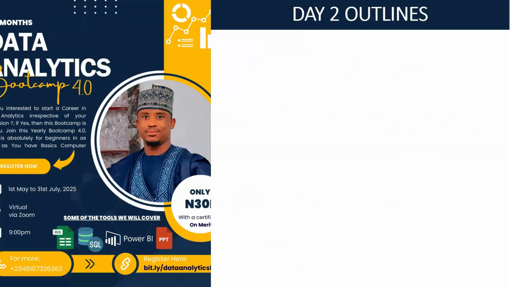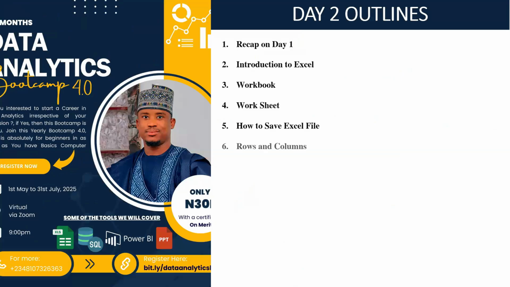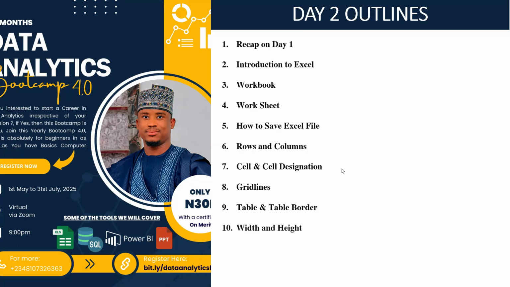So, today, day two, we'll have a recap on day one. And also, today, we are going to discuss an introduction to Excel. We'll look at workbook, worksheet, how to save a file, and then we'll look at rows and columns. Later on, we'll look at cell and cell designation, grid lines, table and table borders, width and height. Then we'll have question and answer, conclusion, and then we call it a day.